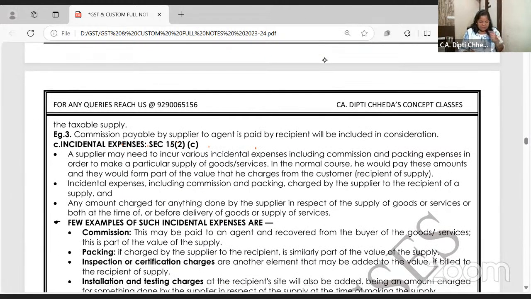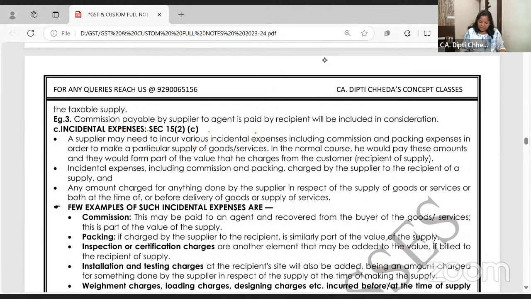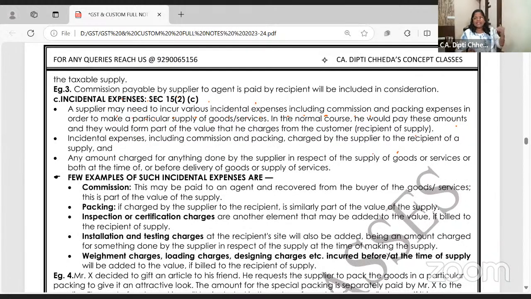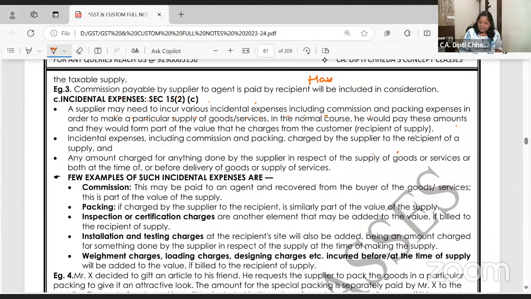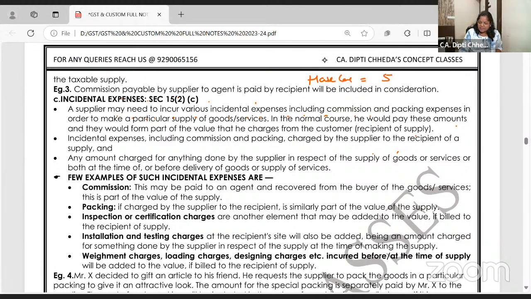Other incidental expenses, very, very common. The supplier may need to incur various incidental expenses like packing and other things. So will you include all that? Yes. Any additional cost incurred by the supplier to supply you the goods or service will be added. For example, if I go for hair coloring, the hair coloring service is 500, but 800 for the chemical they will use to put on the hair. So on the whole 1300 GST will be charged, no? Because that's an add-on, right?